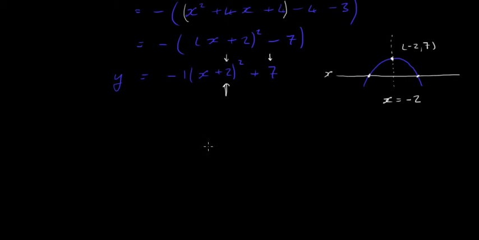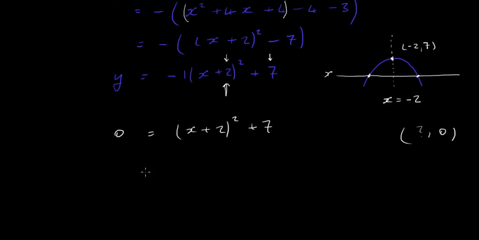Now, let's do that. We want y to be 0, so let's put that in. We've got x plus 2, that's going to be squared, plus 7. Let's just solve this for x. When y is 0, what will our x value be?